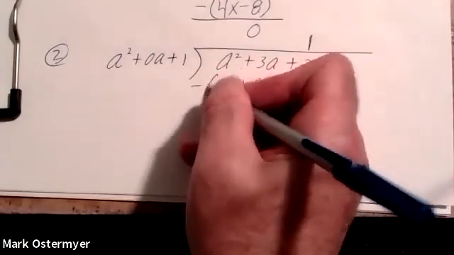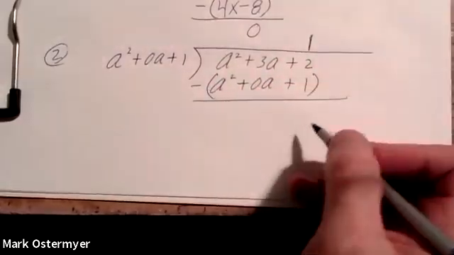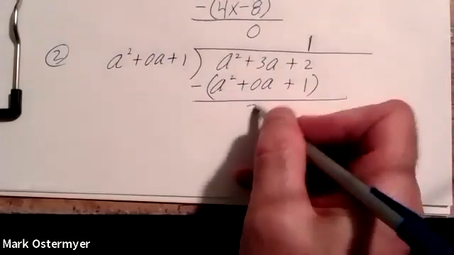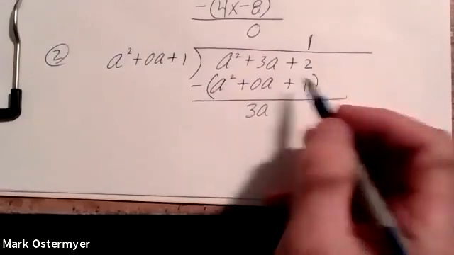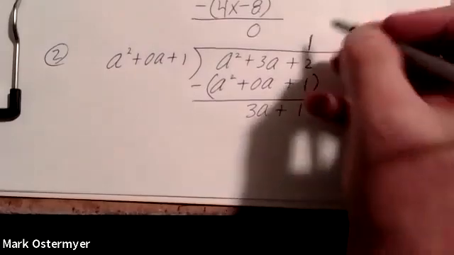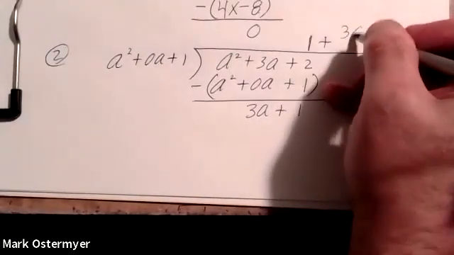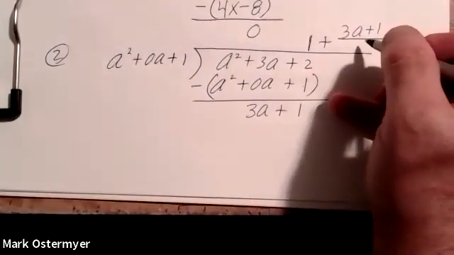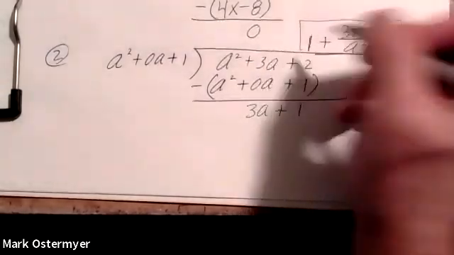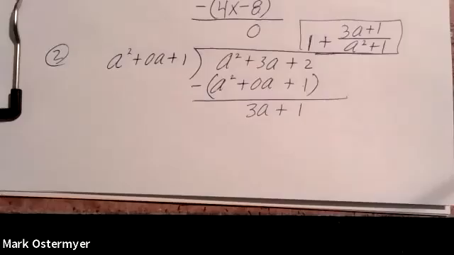We subtract off the whole polynomial. a squared minus itself is 0. 3a minus 0a is 3a. 2 minus 1 is 1. Nothing else to bring down. This is your remainder. So we say plus, and we put the 3a plus 1 over our divisor, which is a squared plus 1. Did anybody get this for an answer? I got that. And there you go, ladies and gentlemen.